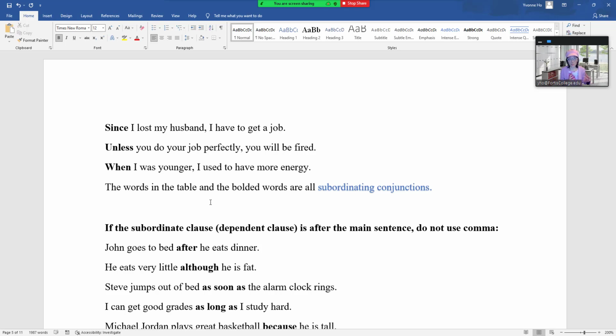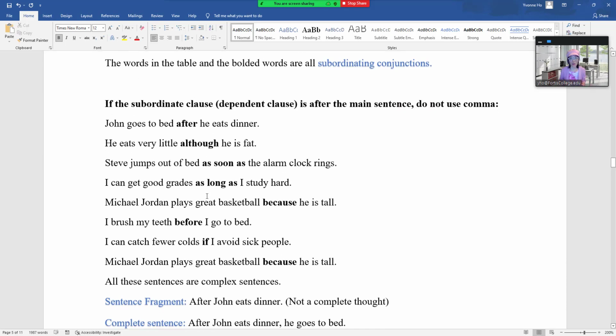Now, if the subordinating conjunction or the dependent clause is at the end of the sentence, you don't need a comma. So John goes to bed after he eats dinner, no comma. He eats very little, although he is fat. Steve jumps out of bed as soon as the alarm clock rings. I can get good grades as long as I study hard. Michael Jordan plays great basketball because he is tall.